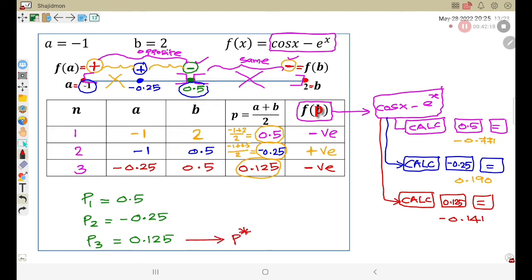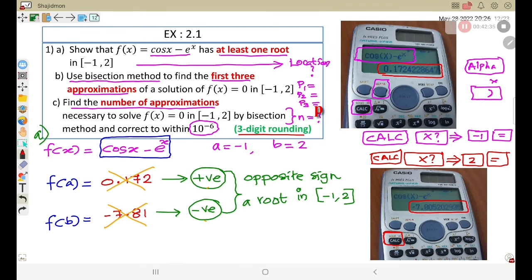okay, approximate, because we don't know how many steps the computer will take for getting the correct answer. This is the approximate solution, the last one, P3 equal to 0.125. So this is the second part of the question. I hope you understood. So first part locating, second part P1, P2, P3. Now I am going to the third part of the question.